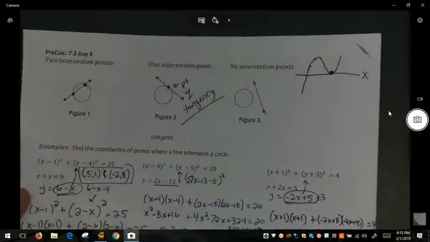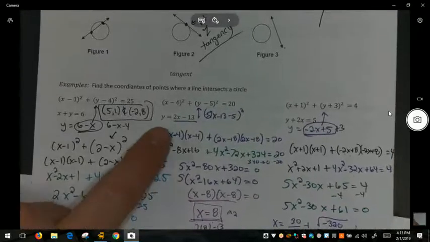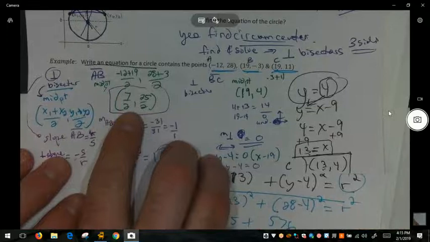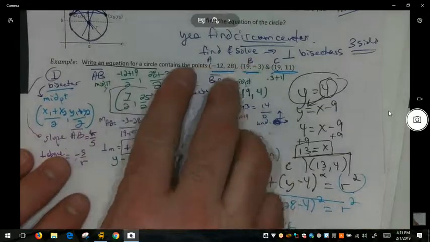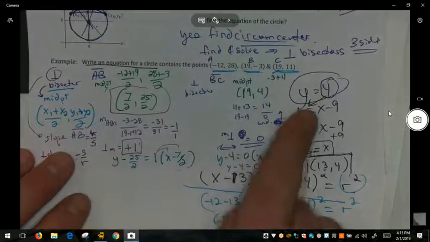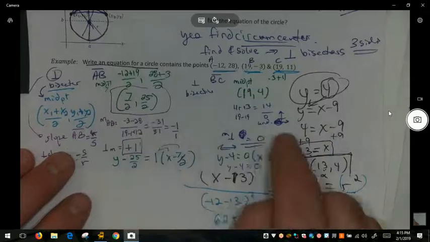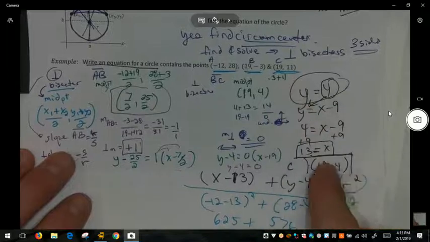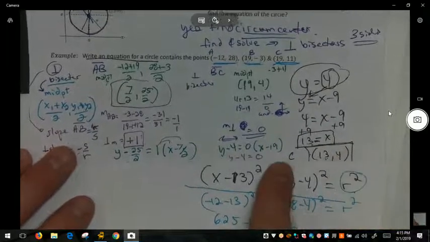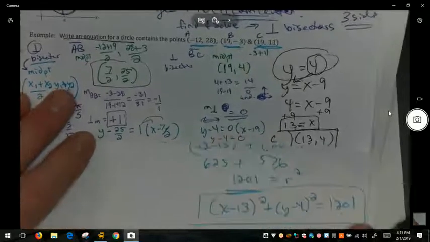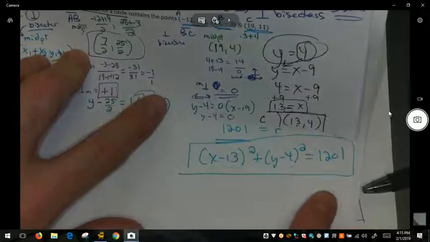We can solve for the intersection or tangent point of a linear equation and a circle using their equations. We can find the center of the circle by first building perpendicular bisector equations. Take 2 points, find their midpoint, slope, and opposite reciprocal slope to build the equation. That was this one. Then solve the system of equations. We have our center for our circle. Take that center, plug it into the formula for a circle, plug in one of the other points to get your r squared value, and you get your equation for your circle.